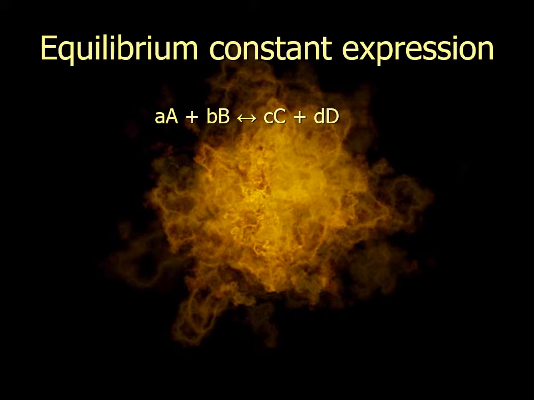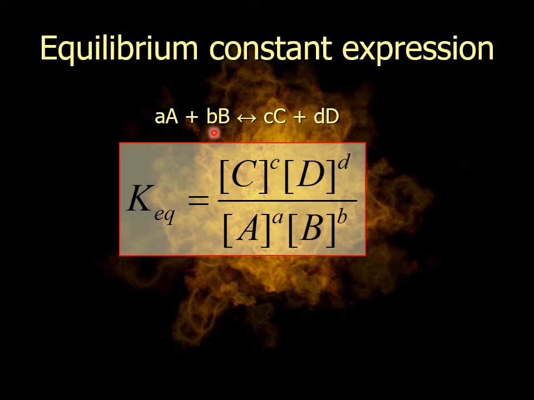Now let's have a look at how we can express that in a mathematical form. So in our general equilibrium expression, we'll put in the coefficients for the components. The little letters represent the integer coefficients, just like we did in the past. So this is the overall idea of the equilibrium constant expression. We normally use capital K, and if you like, a little eq to say equilibrium, but that's not really necessary.